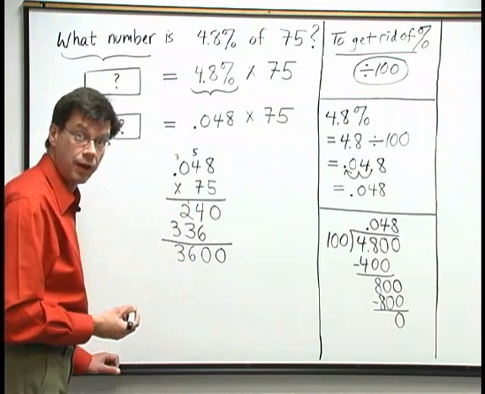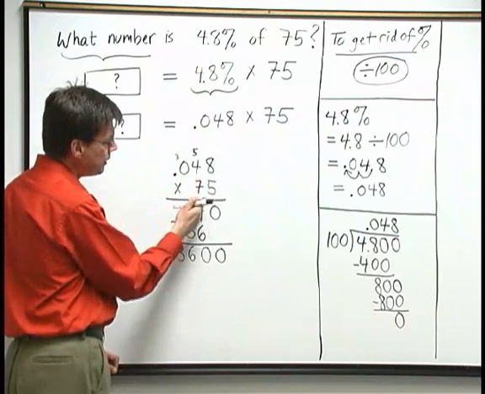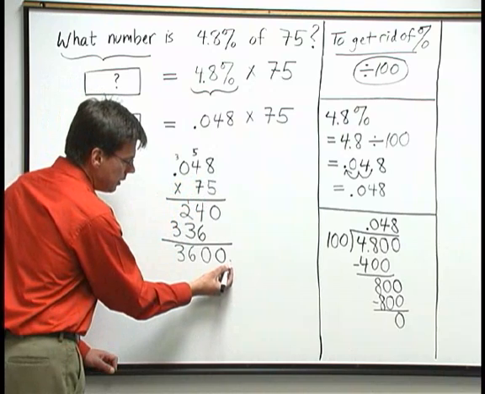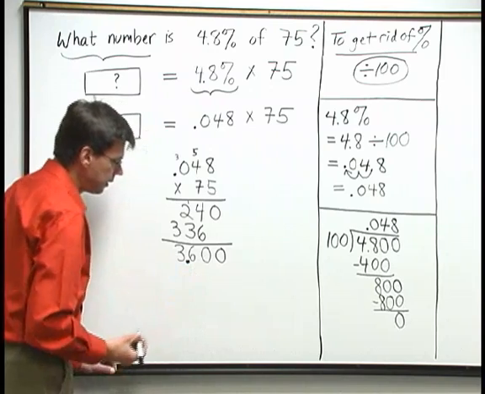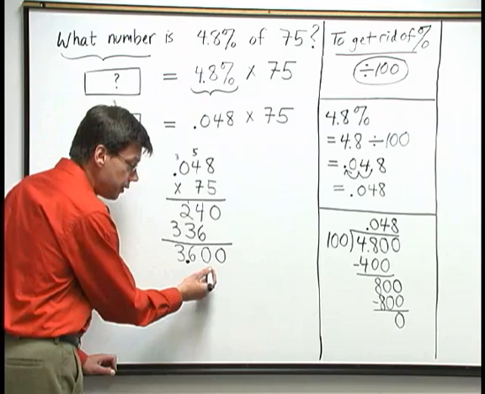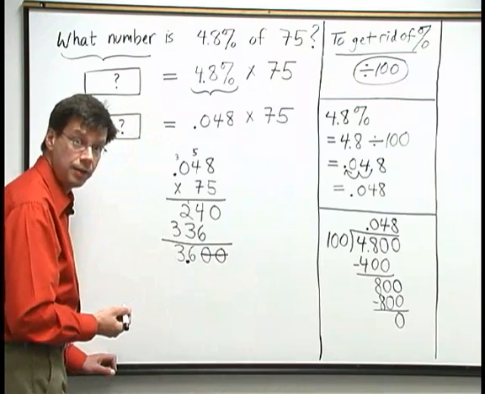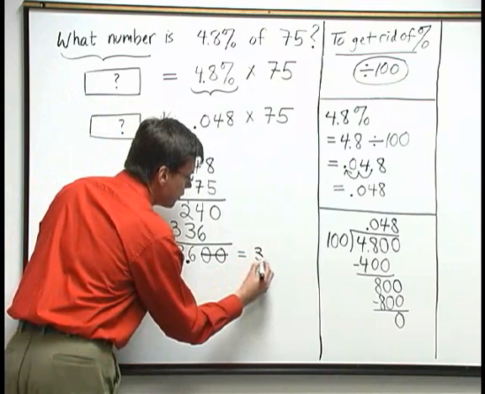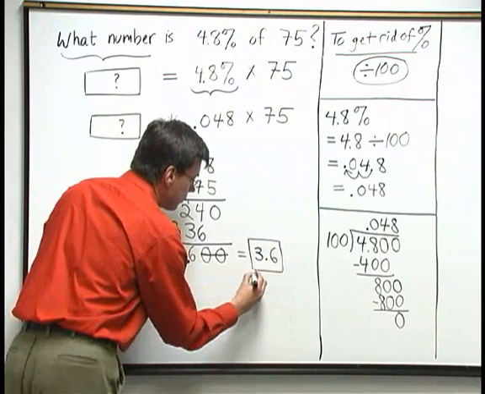And now we have to decide where the decimal point goes in this answer. Well, there's a total of 3 decimal places in the numbers that we're multiplying. So I start at the right, and I move 1, 2, 3 places over from the right, and I get 3.600. These 2 zeros on the right end, beyond the 6, are not necessary. I can express this answer as just 3.6, and that's the answer to this problem.